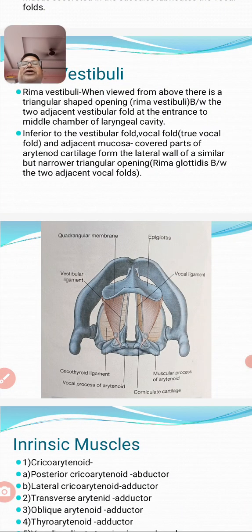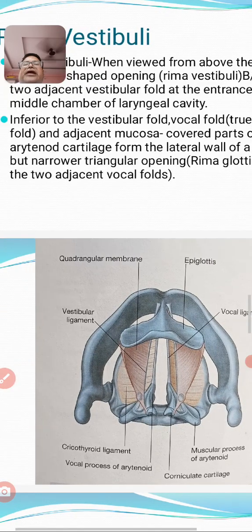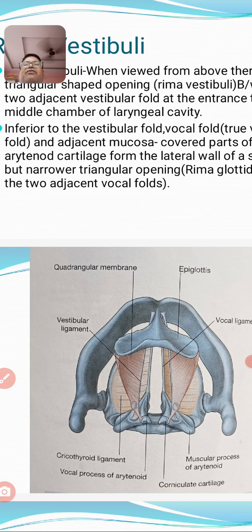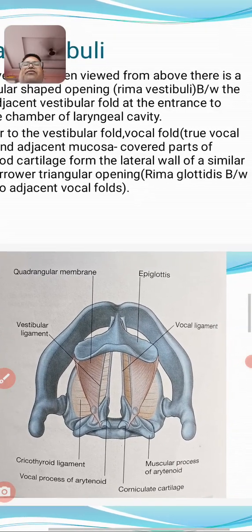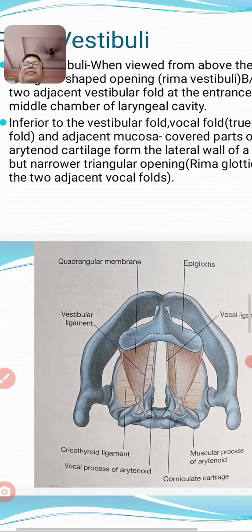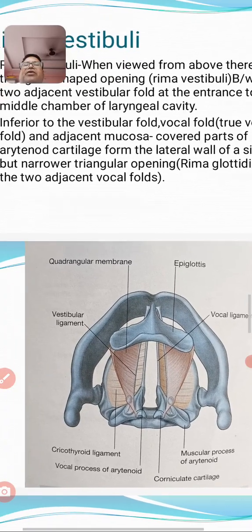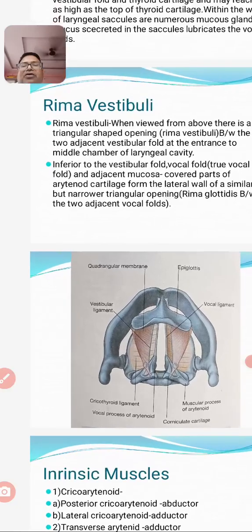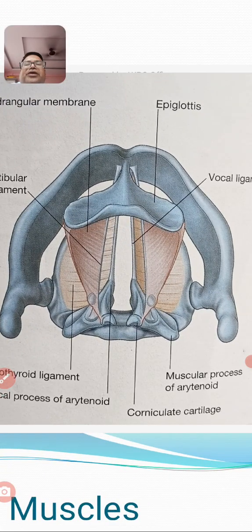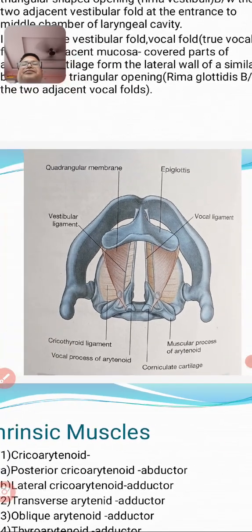And second is the Rima glottidis. Inferior to the vestibular fold, the vocal part of the arytenoid cartilage forms the lateral wall of a similar but narrower triangular opening between the two adjacent vocal folds. That is called the Rima glottidis. The opening between the two vestibular folds is called the Rima vestibuli. This figure shows the Rima vestibuli and the Rima glottidis.